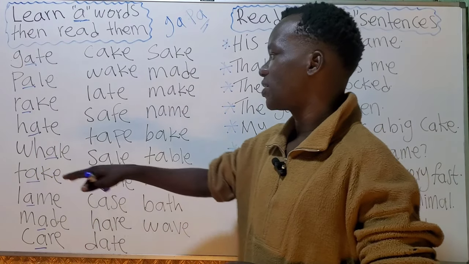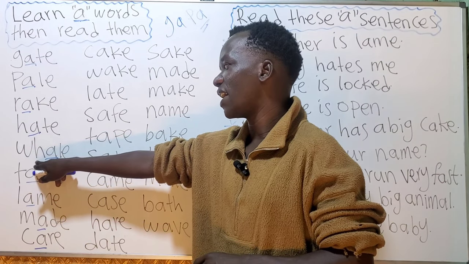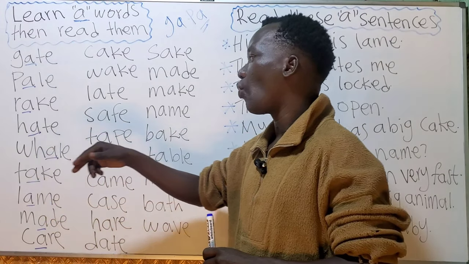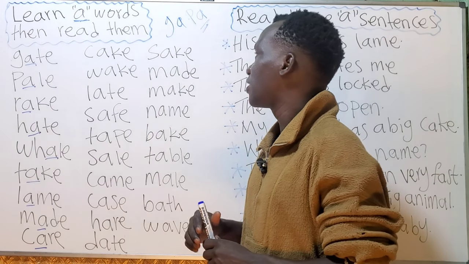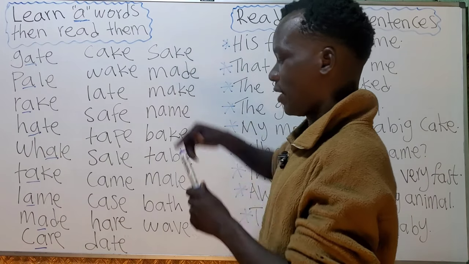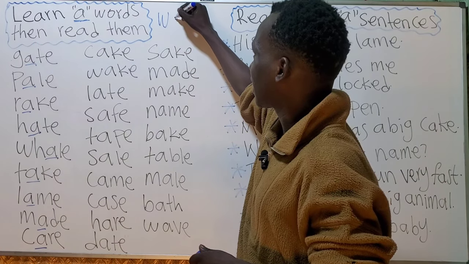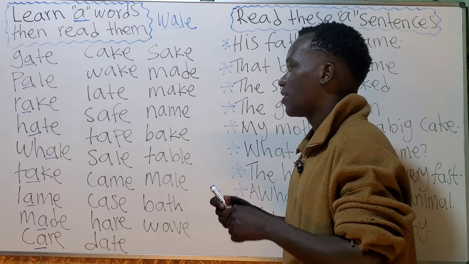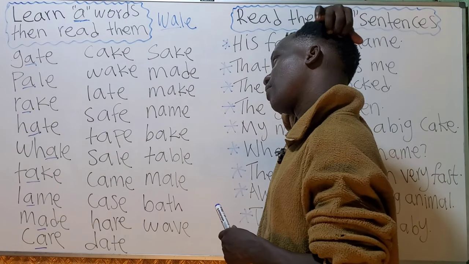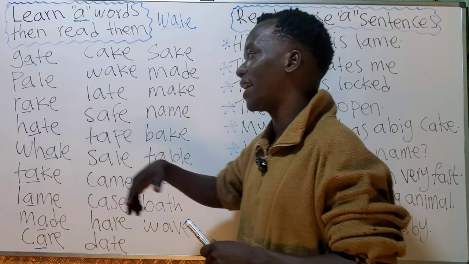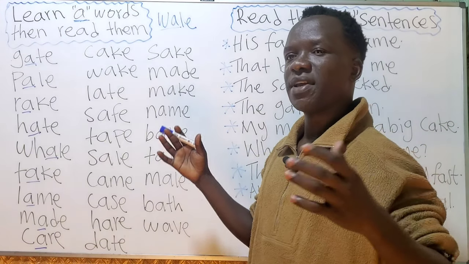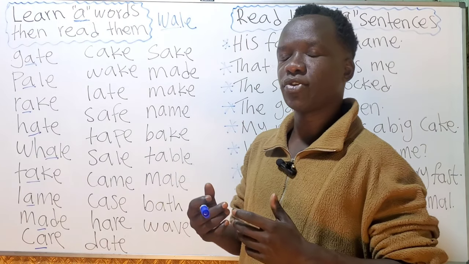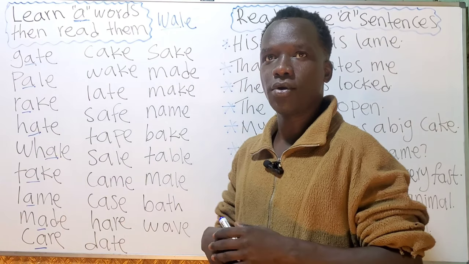And this one, H is silent. We shall read it well, not wall. The sound is like this. Well, yes, because H is quite silent. This is only the sound, but the real writing is like this. Whale is a big fish, the biggest animal in the world, the biggest aquatic animal in the world. Some people call it a fish, but it is an animal scientifically.